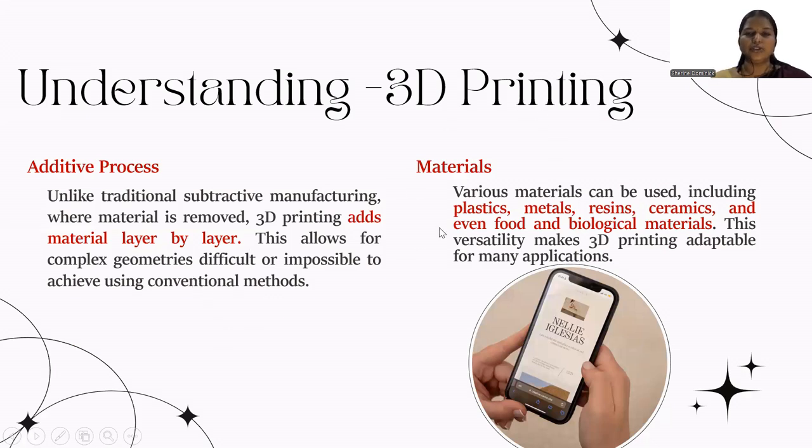Now, let's have a look into the materials that can be used in a 3D printer. The first one is plastics. Yes, plastic is a common material that can be used in a 3D printer. The other materials that can be used are metals, resins, ceramics, and even food or biological materials. Here, biological materials include living tissues. We will see this in detail later about how bioprinting works.